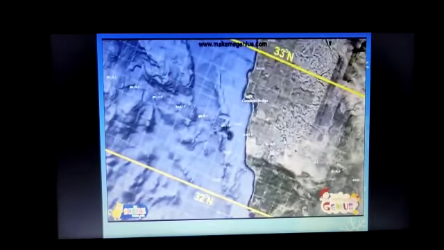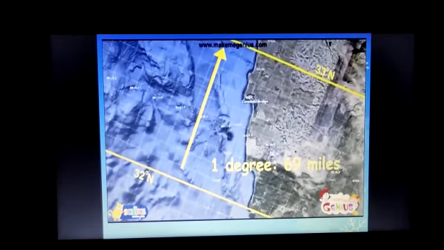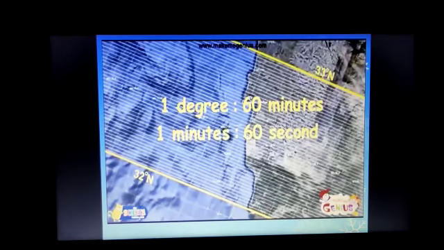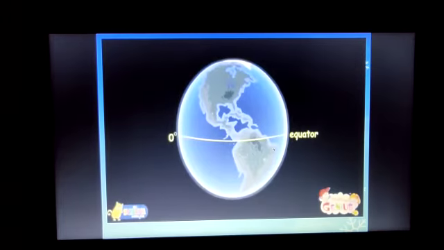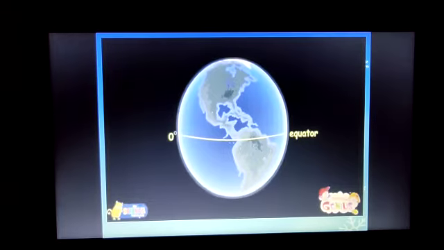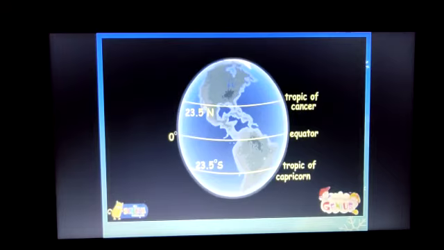These lines are the same distance apart, about 69 miles. This 69 miles is 1 degree. Each degree is further divided into smaller lines. There are 60 minutes in 1 degree and 60 seconds in 1 minute. The equator lies at 0 degree, halfway between the North and South Pole. There are several other significant lines of latitude: the Tropic of Cancer and Arctic Circle to the north of the equator, and Tropic of Capricorn and Antarctic Circle to the south of the equator.